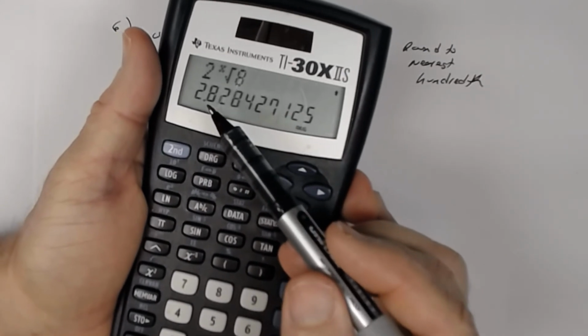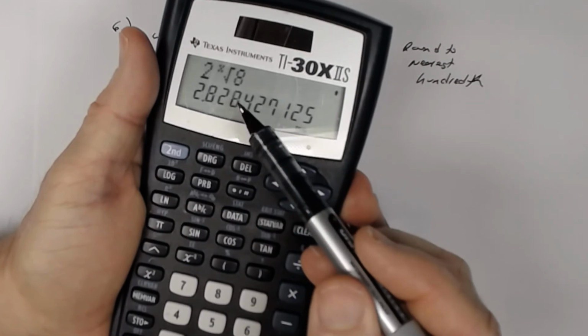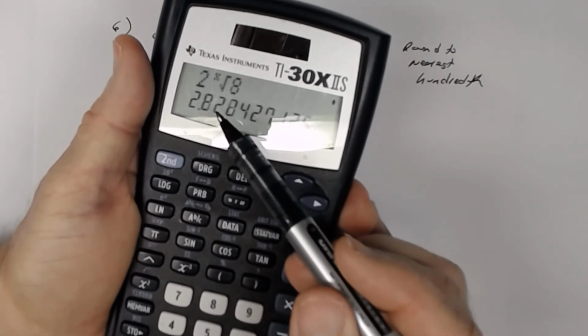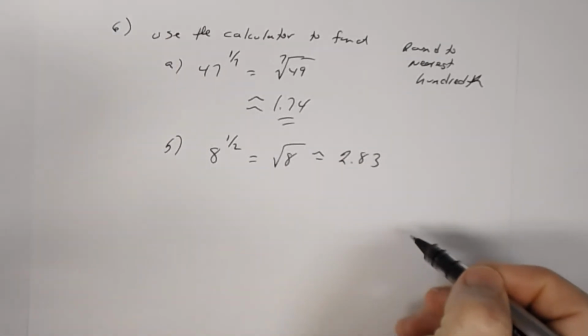So 8's in the tenths place, 2 is in the hundredths place. The thousandths place is 5 or greater. See, it's an 8, so this 2 becomes 3. So this becomes 2.83, approximately equal to 2.83.